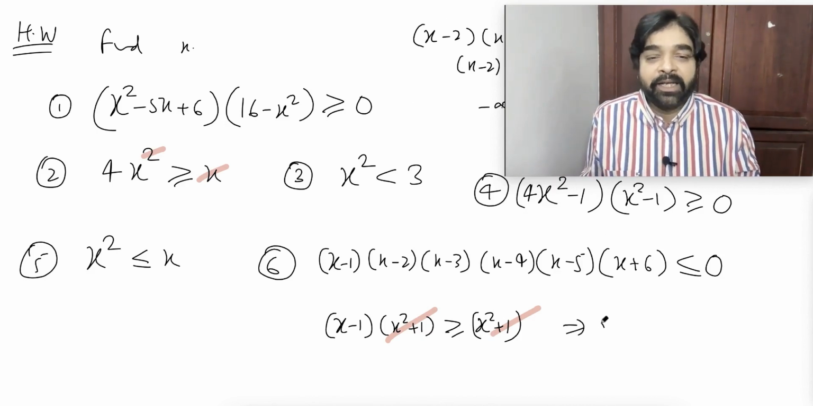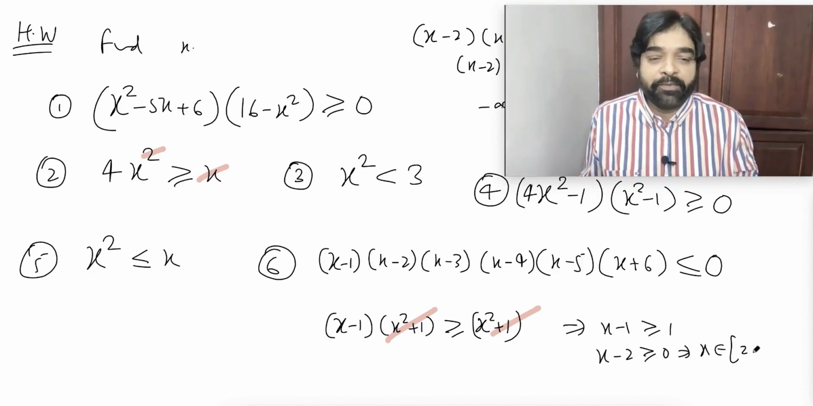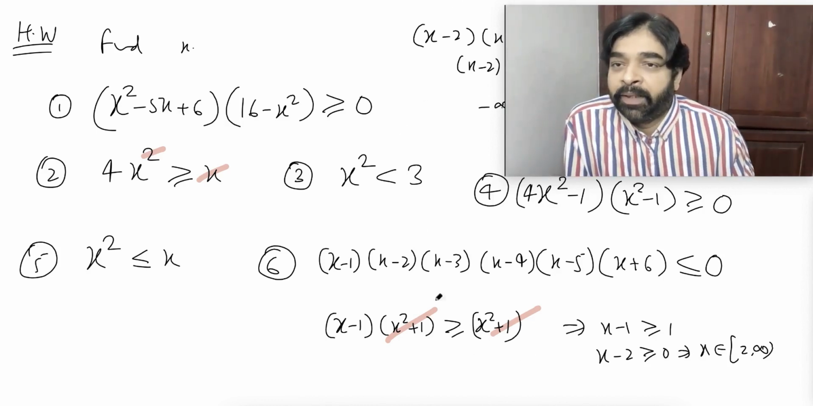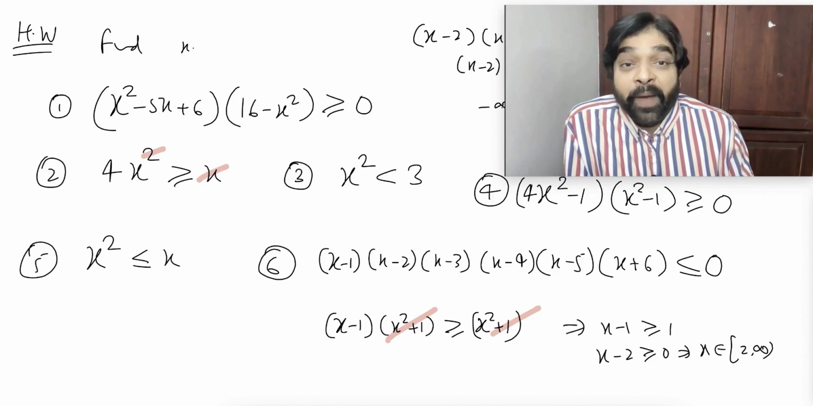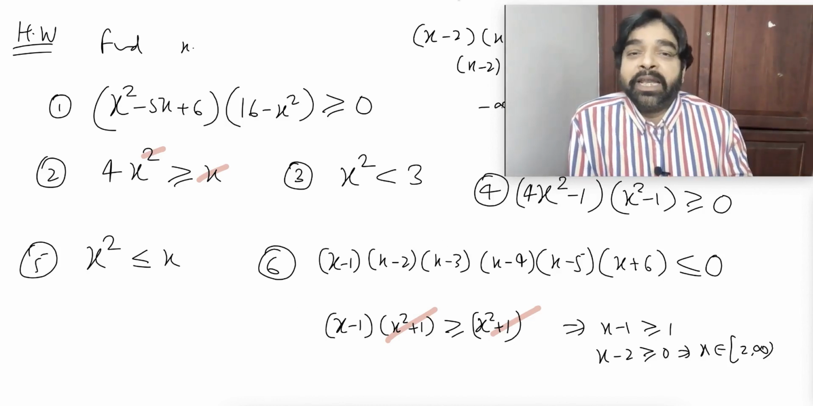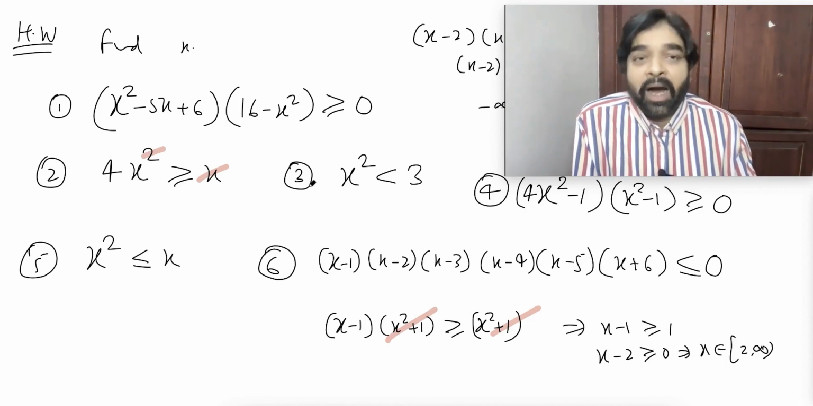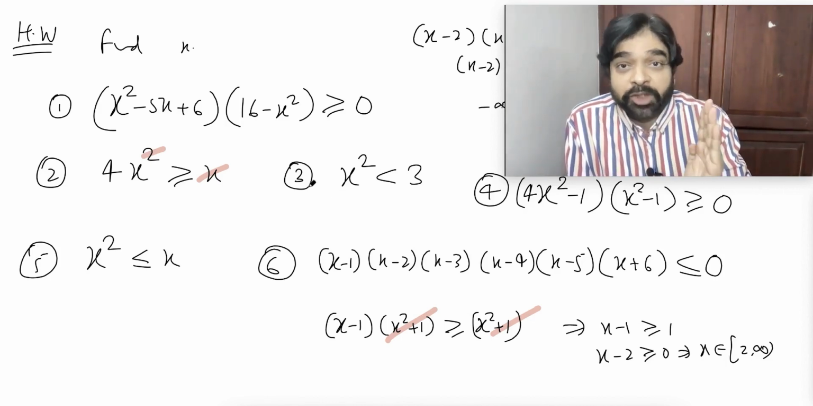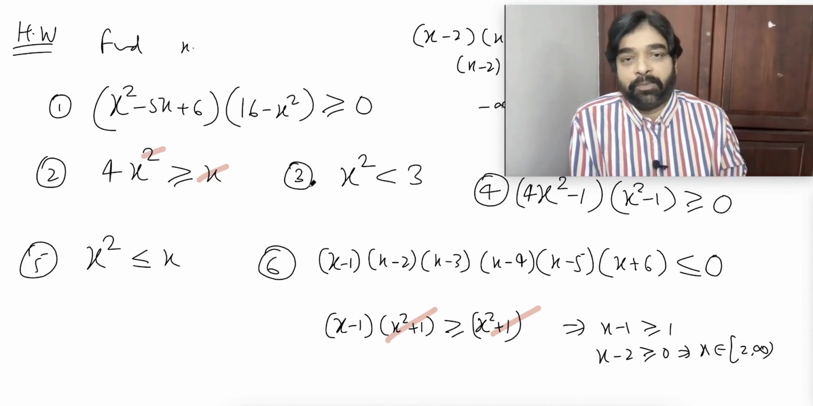I can simply cancel and this question will become this way, or you can say x minus 2 greater than or equal to 0. So this will be x element of 2 to infinity. This is just an example I gave. Have you understood the point? Is it clear? So we can cancel a bracket which never changes its sign, or which is always positive. Which is always positive, I am saying. It means it should not be 0 also.